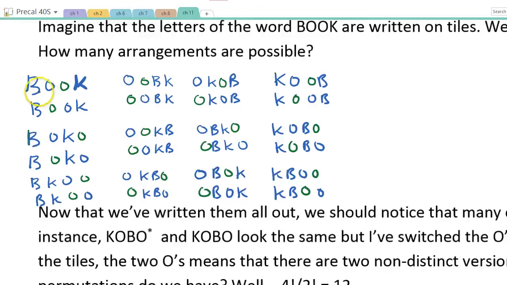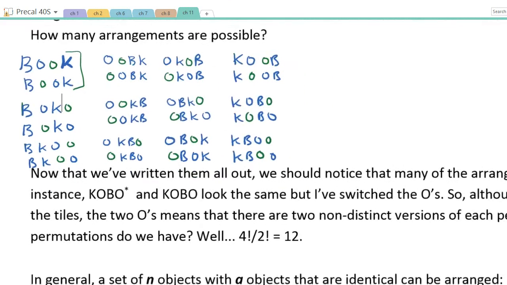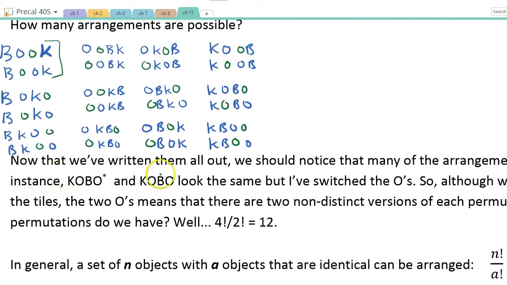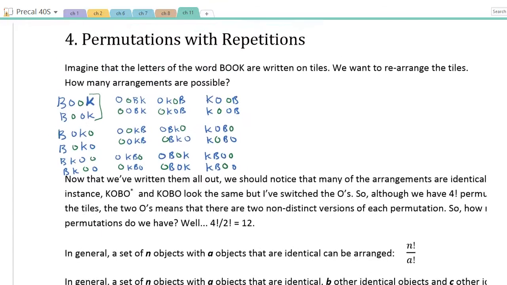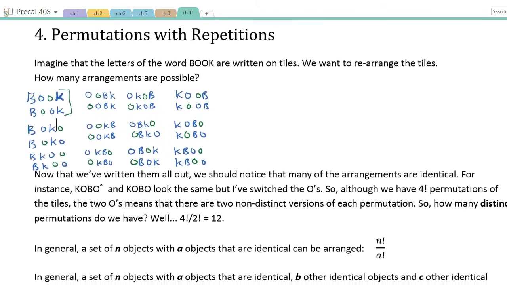And here's the point. You'll notice that here's book and then book. The two O's I switch, right? Because these are physically different tiles. And now I wrote one blue and one green just to remind ourselves that these are two distinct different tiles. But when we make the arrangements, these O's wouldn't be a different color, and these would look identical, right? These two would look like the same one. So let's read what the text says. Now that we've written them all out, we should notice that many of the arrangements are identical. For instance, Kobo and Kobo, so that's right here, look the same, but I've switched the O's.